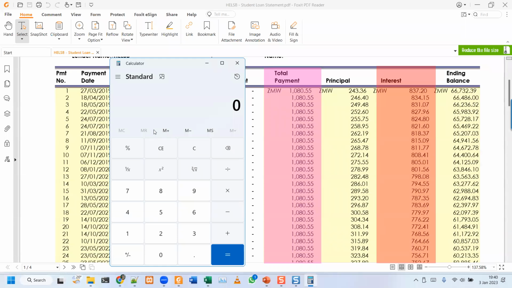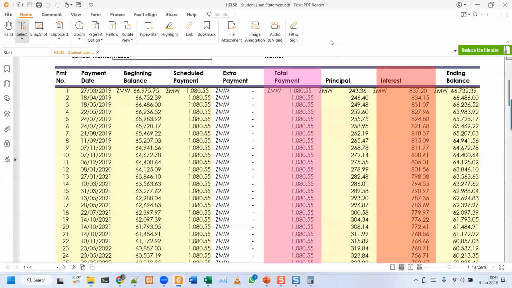But keep this in mind. You are meant to pay 1,080 kwacha 55 ngwee, but only 243 kwacha, in this case, for the first payment is going towards paying down your principal. So meaning your 837 kwacha 15 ngwee is going to pay interest, not even the money that you borrowed. And this is actually very evident if you look at the following.